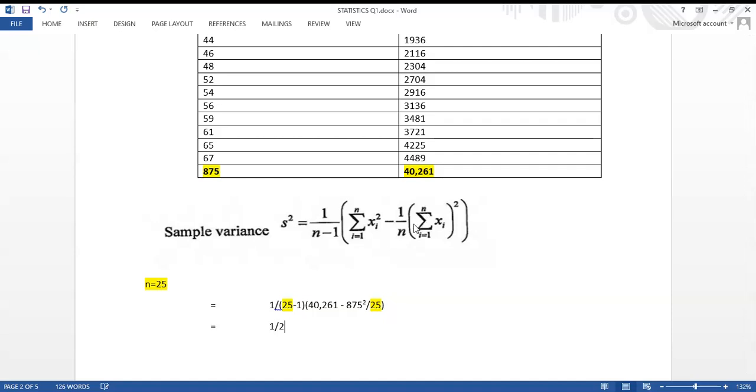So we have 1 over 26, open brackets, 40,261 minus... So what is 875 squared? Oh, 25 minus 1, that is 24 here. It's 1 over 24, times 875 squared.